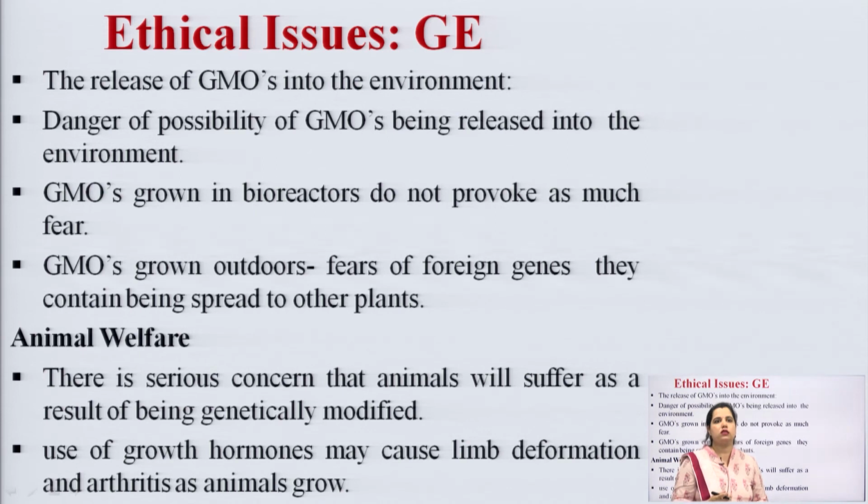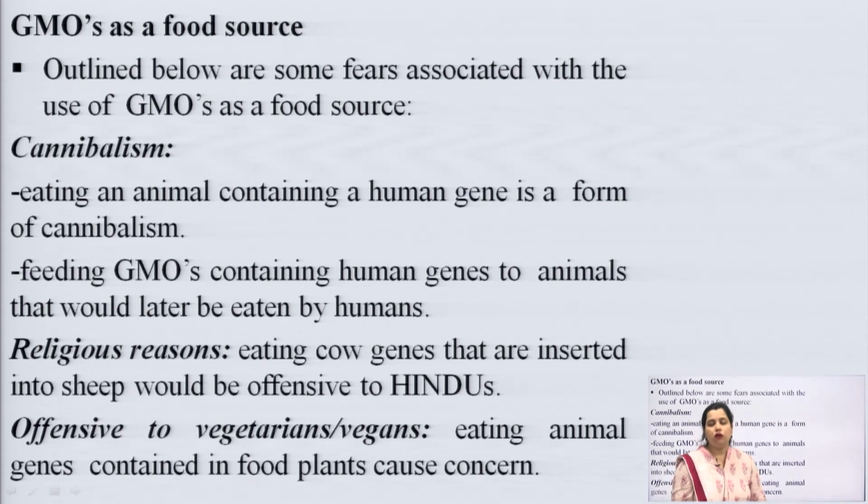Animal welfare. There is a serious concern that animals will suffer as a result of being genetically modified. You can search online; you may find different genetically modified species with very severe adverse effects after being genetically modified, right. These are the basic concerns why the government has issued regulations on this type of process, because we are not sure whether what we are changing at the genetic level will get the desired result or not. Use of growth hormones may cause limb deformation and arthritis as animals grow. Yes, these are some negative effects in genetically modified organisms. So, ethical issues are there.